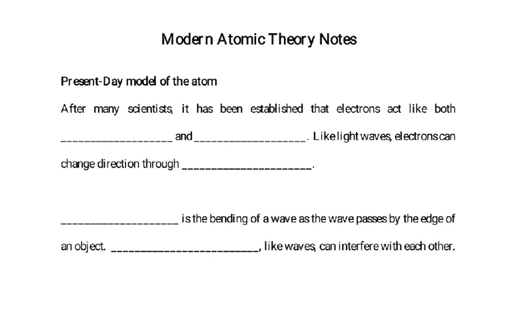Okay, modern atomic theory notes. We're going to start with the present-day model of the atom. We kind of did the evolution of the atom, what we think now is the present-day model. We showed kind of how it evolved. Now we're going to talk about it.